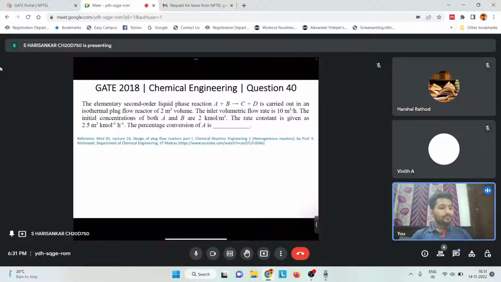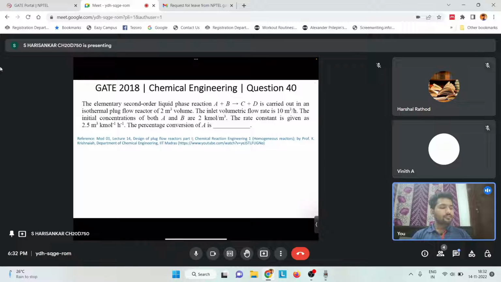So this is a question from GATE 2018 chemical engineering, question number 40. The elementary second order liquid phase reaction A plus B giving C plus D is carried out in an isothermal plug flow reactor of 2 meter cube volume. The inlet volumetric flow rate is 10 meter cube per hour. The initial concentrations of both A and B are 2 kilomole per meter cube, and the rate constant is 2.5 meter cube per kilomole per hour. The percentage conversion of A is dash.